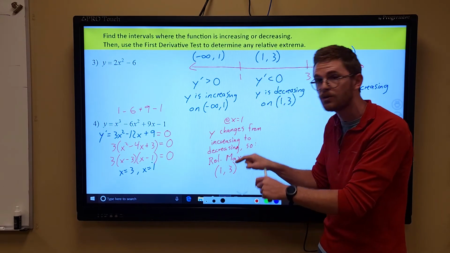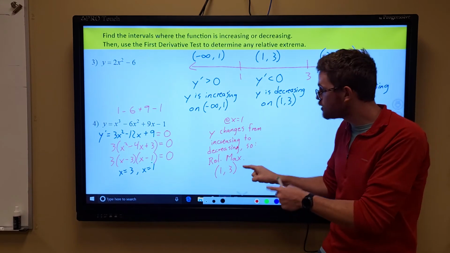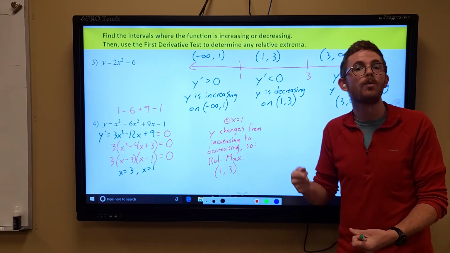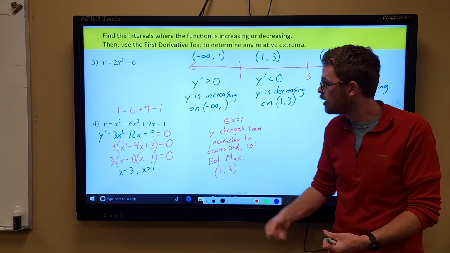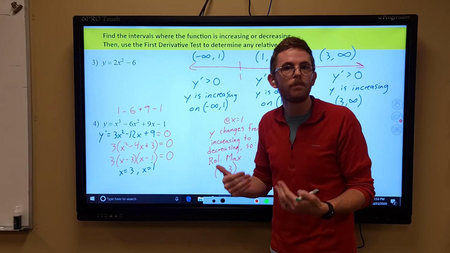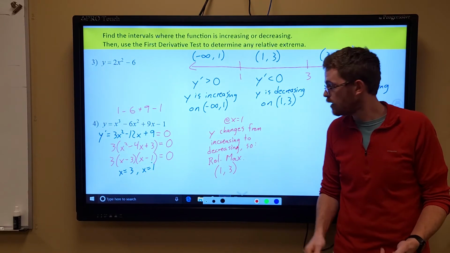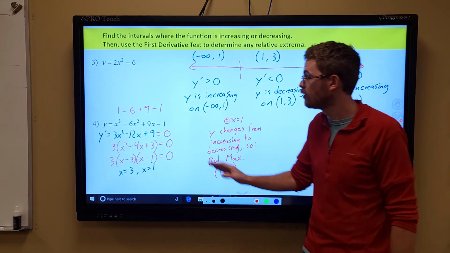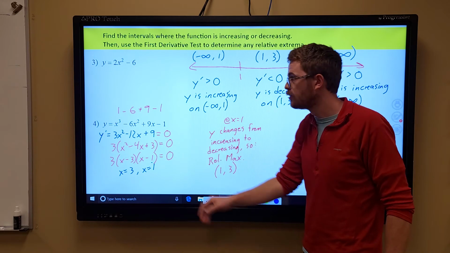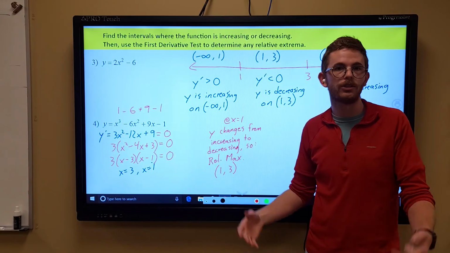1 is the actual x value in which it changed direction. So I plugged it back into the original function to figure out what point on the graph actually has the x value of 1. And it's that point right there. It's on the actual original function. And so when we pull it up on the graph, we'll see it's that point where it actually changes direction.